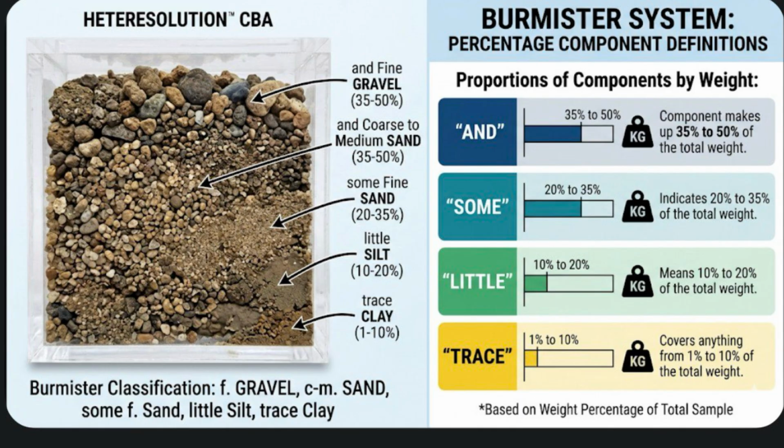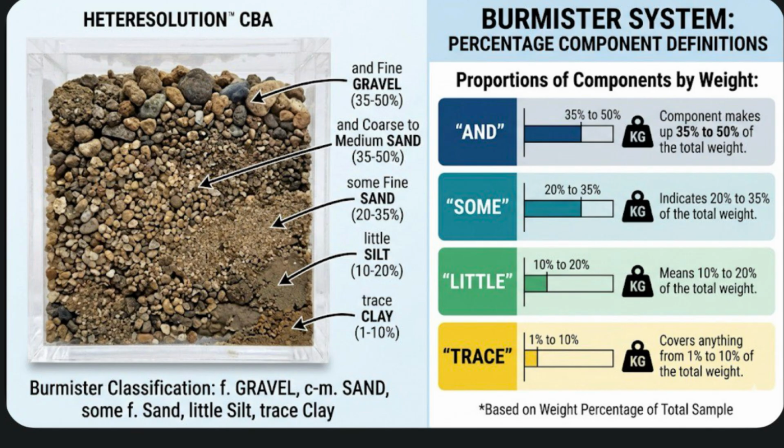The Burmister system revolutionized the field by focusing on the proportions of soil components. Instead of generic labels, Burmister introduced a hierarchy based on weight. You start with the primary constituent, the major portion, and then add modifiers for the minor portions. For example, if you encounter a sample labeled fine to medium sand, some silt, you aren't just looking at a random mix. You are looking at a specific structural reality where the sand forms the skeleton of the soil, while the silt occupies the voids between the grains.